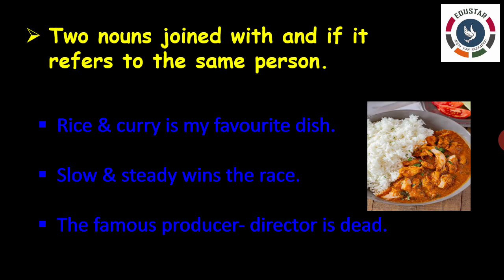So, we are using a singular verb here. See, slow and steady wins the race. The famous producer and director is dead. That means the person is a producer as well as a director. Okay, so this is what the third rule is.